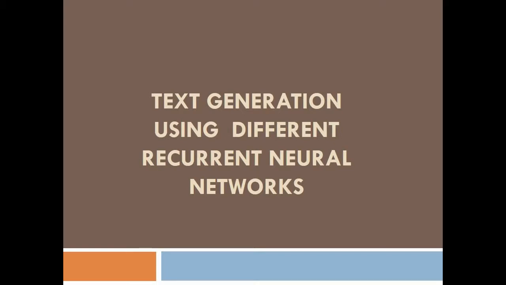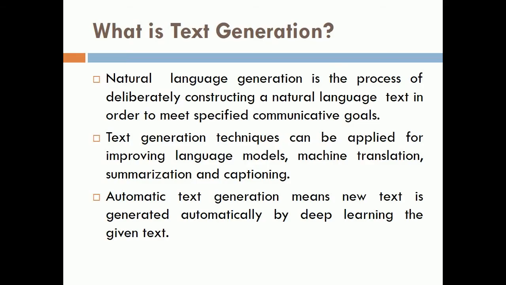Text generation using different recurrent neural networks. What is text generation? Natural language generation is the process of deliberately constructing a natural language text in order to meet specified communicative goals. Text generation techniques can be applied for improving language models, machine translation, summarization and captioning. Automatic text generation means new text is generated automatically by deep learning the given text.